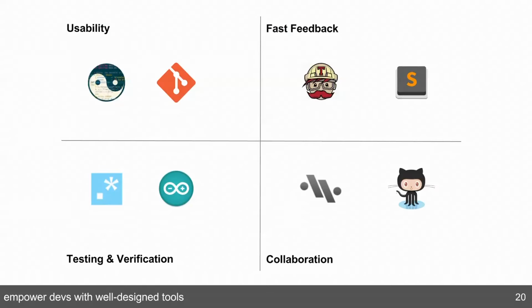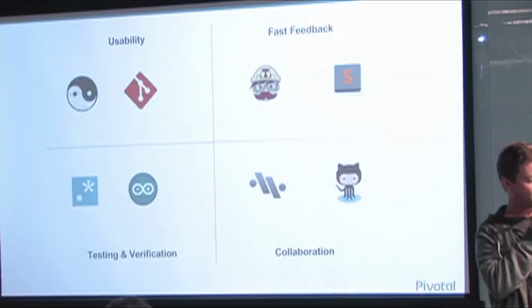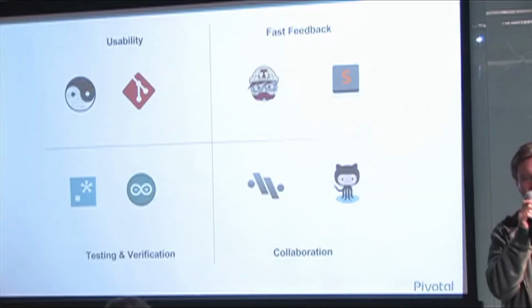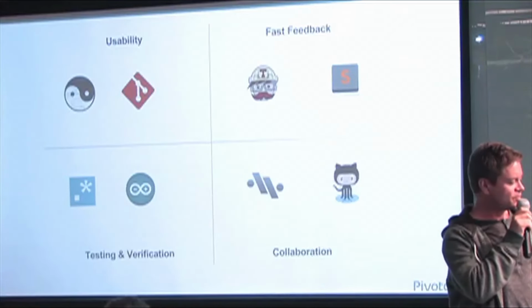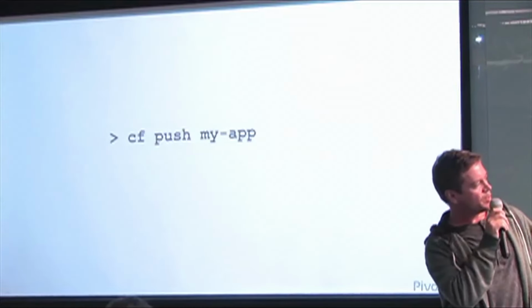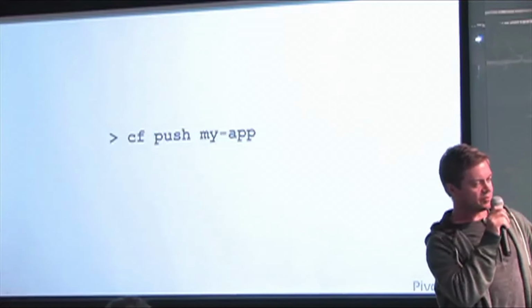So that's a summary of that first part of the talk. These are the quadrants that we think about when we think about valuable tools. Usability got cut off, but usability, right? Everybody here knows usability. Just kidding, so we'll skip that part. We'll go directly into what Pivotal Cloud Foundry does.